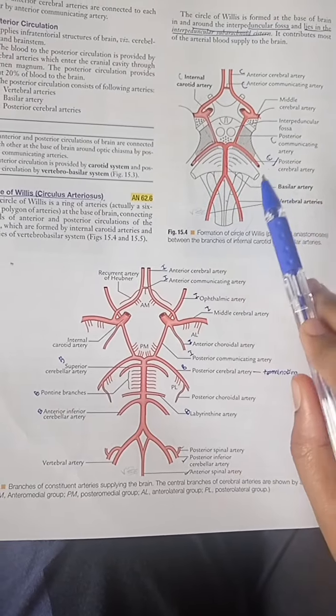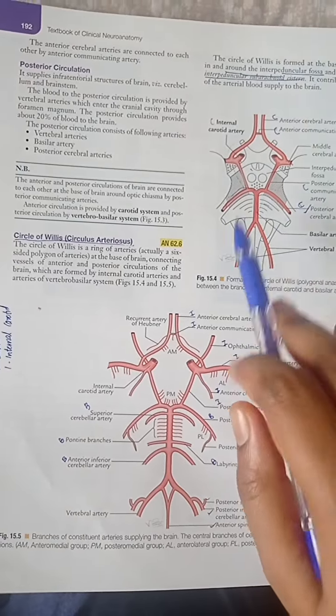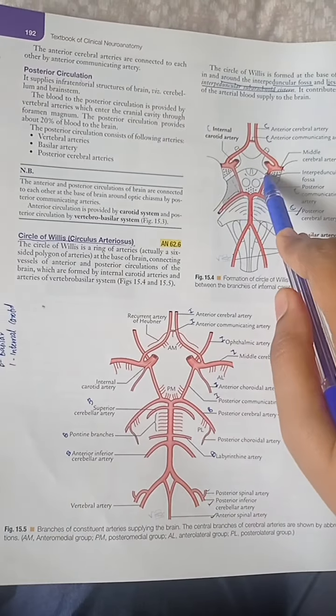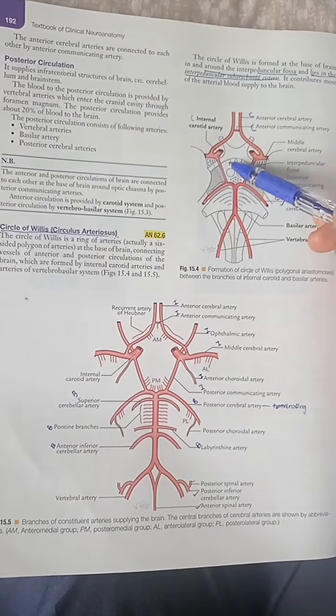So this vertebro-basilar system plus the internal carotid artery will form the circle of Willis. It forms in and around the interpeduncular fossa.